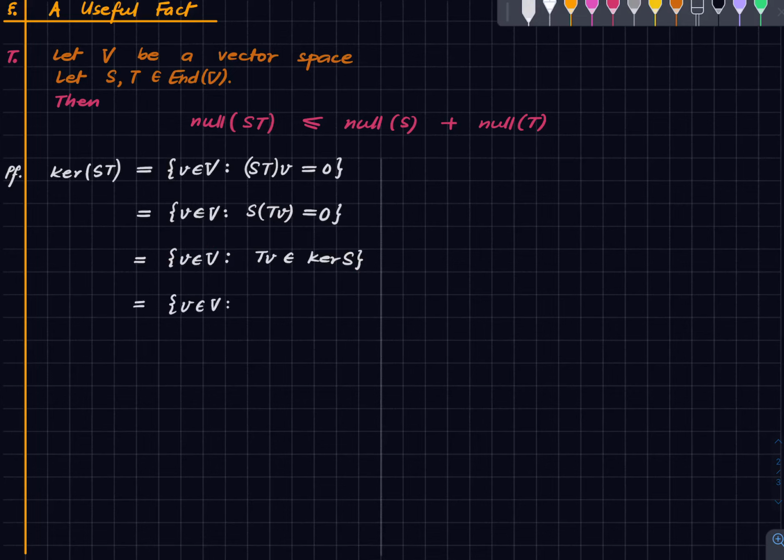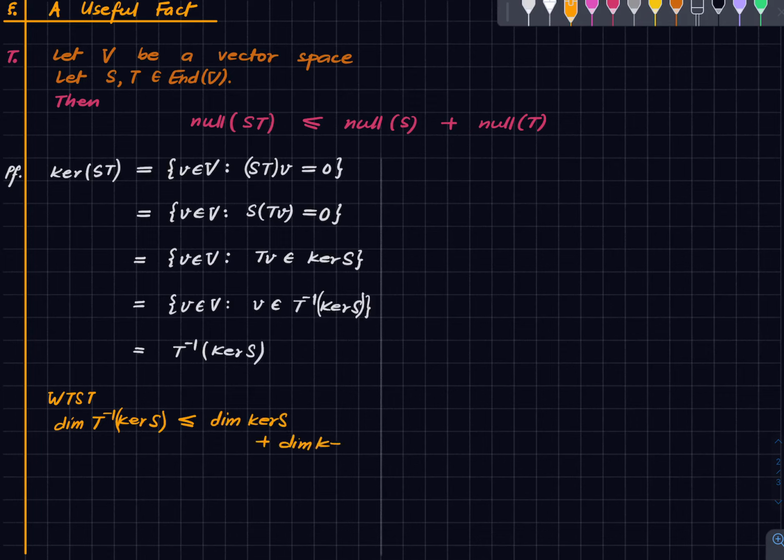And thus this is nothing but those vectors which lie here, T inverse of the kernel of S. So that's what the kernel of ST is, and therefore what we want to show is that the dimension of T inverse kernel S is at most the dimension of kernel S plus the dimension of kernel T. So this is our goal. Okay, how do we do this?